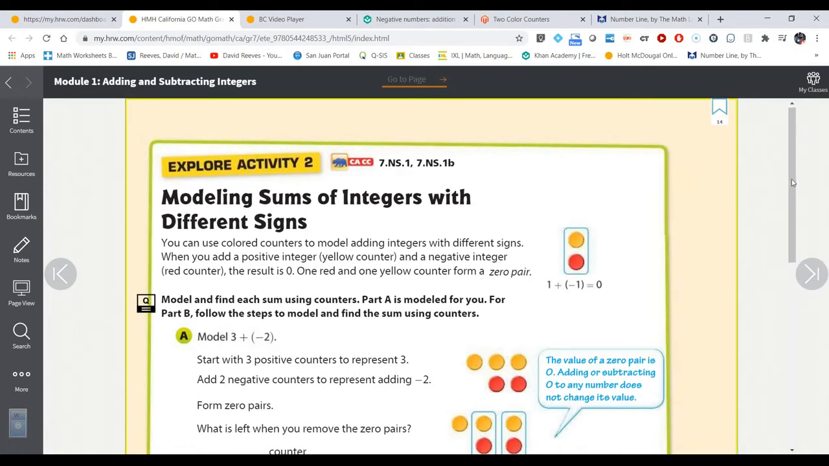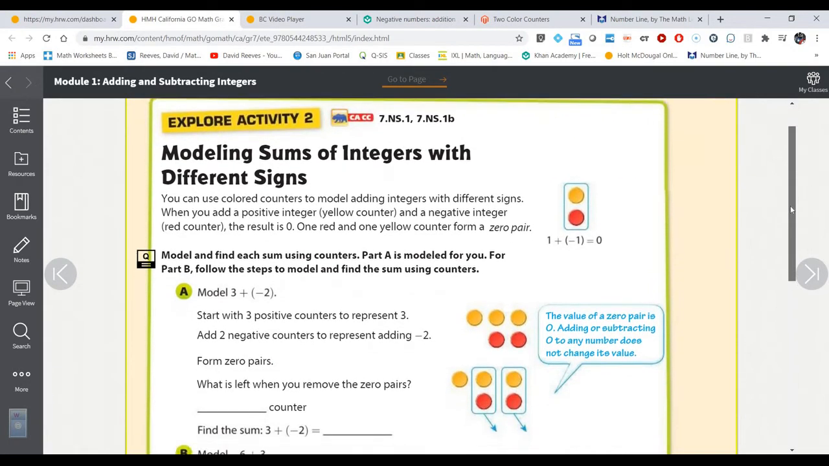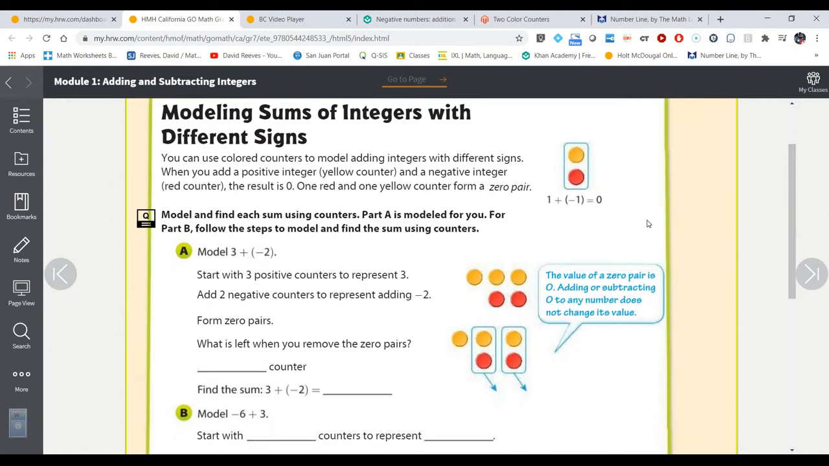I'm going to go to the tiles or the counters first because I really like this way, especially for adding integers with different signs. It just makes a lot of sense to me. Just a reminder, a yellow counter or a yellow tile is a positive, and a red tile or counter is a negative.